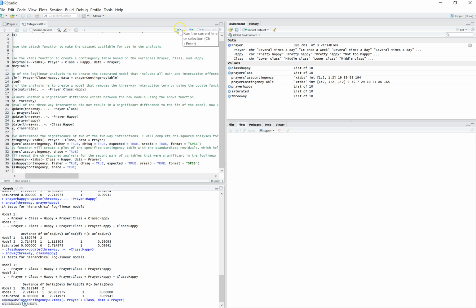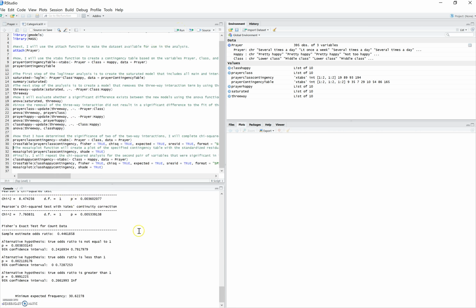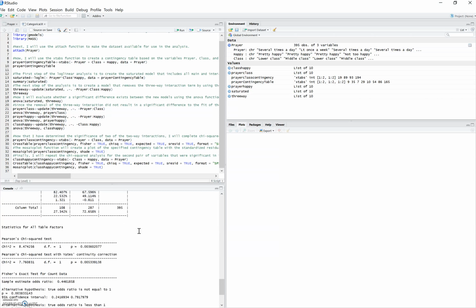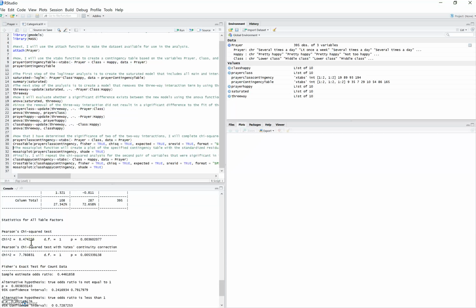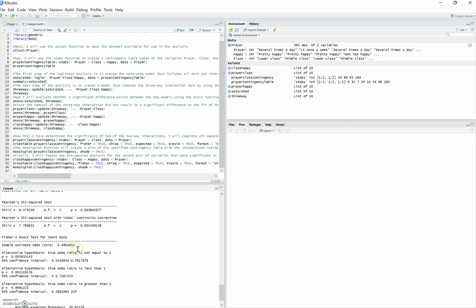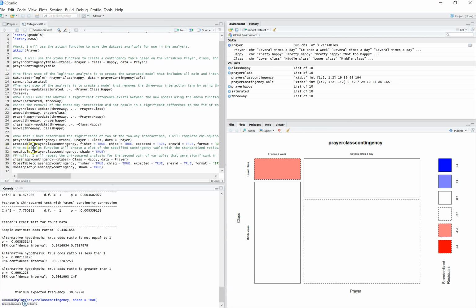So I'm going to go ahead and run that, and we get the results of this, which once again confirms that the relationship between these two variables is significant. There's also an odds ratio given in this output, which I'll talk about whenever I get to the interpretation section. But I'm also going to look at the mosaic plot using the mosaic plot function, just to look at the residuals and the information of the frequencies in a graphical form.